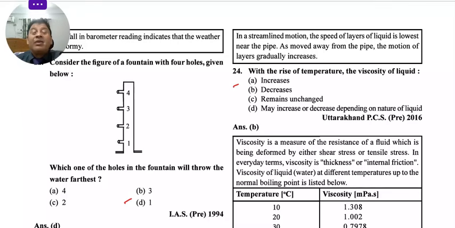With the rise of temperature, the viscosity of a liquid decreases. D is the right answer.